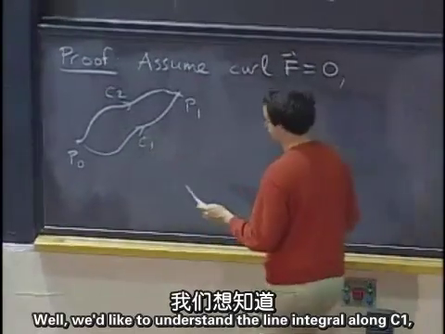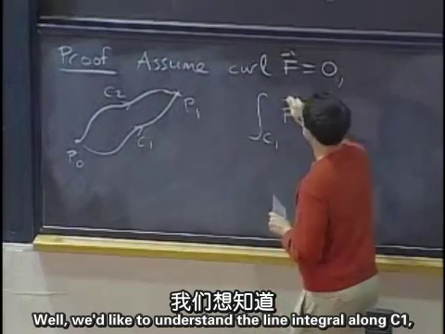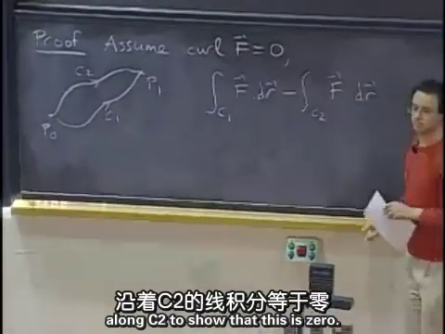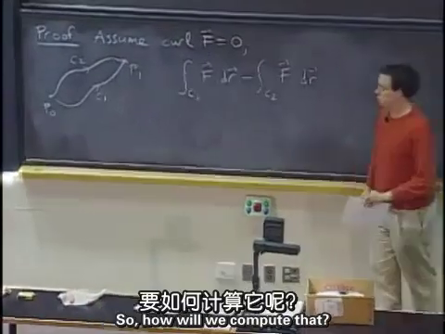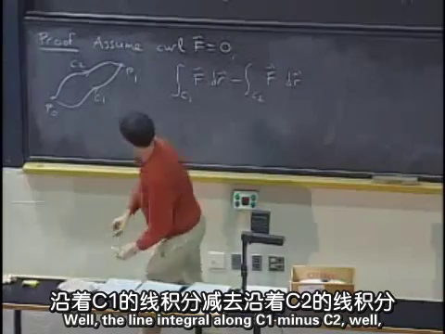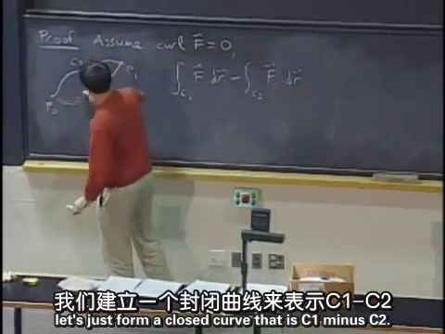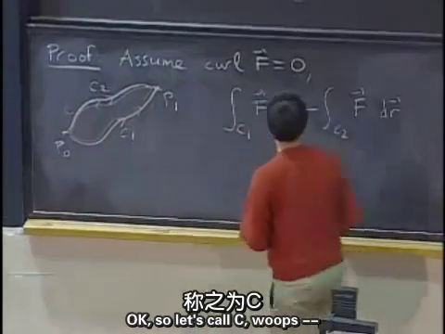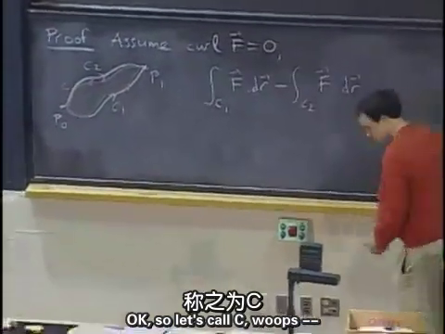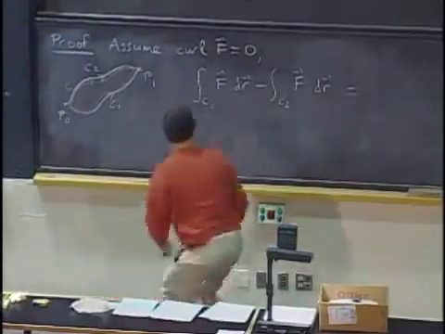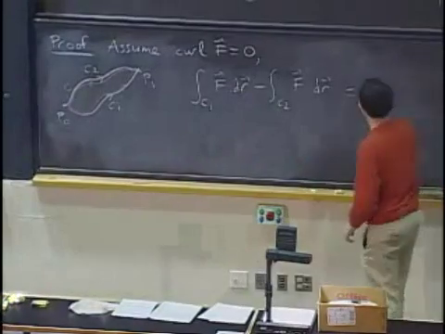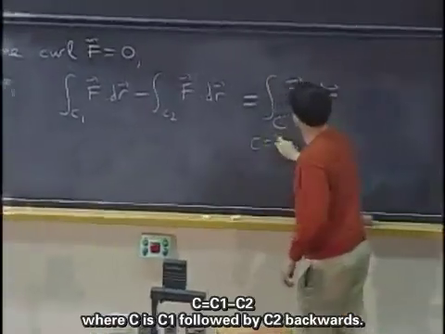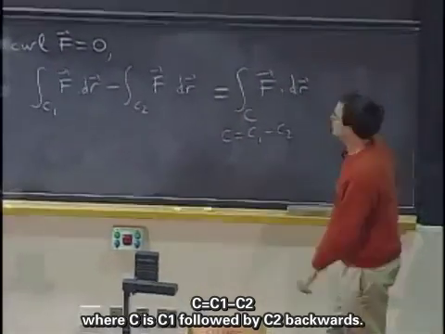Well, we'd like to understand the line integral along C1, say, minus the line integral along C2 to show that this is 0. That's what we are trying to prove. So how will we compute that? Well, the line integral along C1 minus C2, let's just form a closed curve that is C1 minus C2. So that's equal to the integral along C of F dot dr, where C is C1 followed by C2 backwards. Now, C is a closed curve.